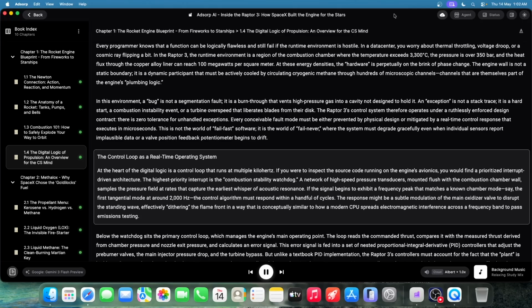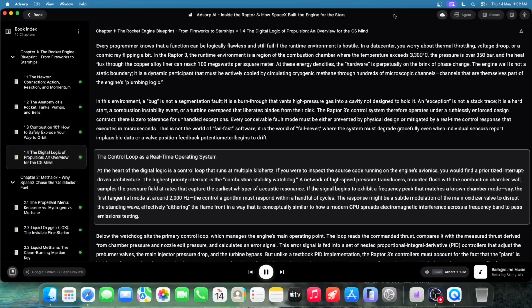At the heart of the digital logic is a control loop that runs at multiple kilohertz. If you were to inspect the source code running on the engine's avionics, you would find a prioritized interrupt-driven architecture. The highest priority interrupt is the combustion stability watchdog. A network of high-speed pressure transducers, mounted flush with the combustion chamber wall, samples the pressure field at rates that capture the earliest whisper of acoustic resonance.